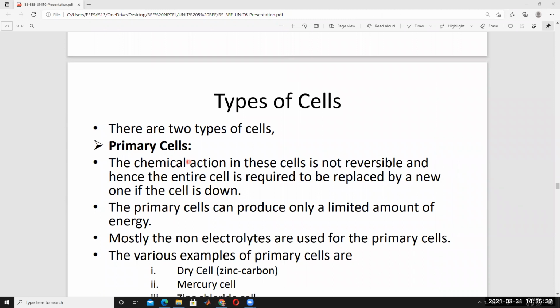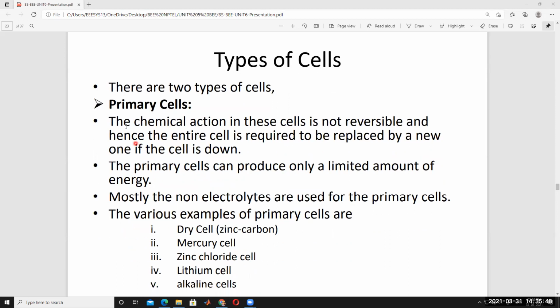So this is about cells and batteries, and there are different types of cells: primary cells and secondary cells. A primary cell is one that, once it is completely discharged, cannot be reused. Charging of this cell is not possible. The chemical action in these cells is not reversible, which means recharging is not possible. That type of cell is called a primary cell.